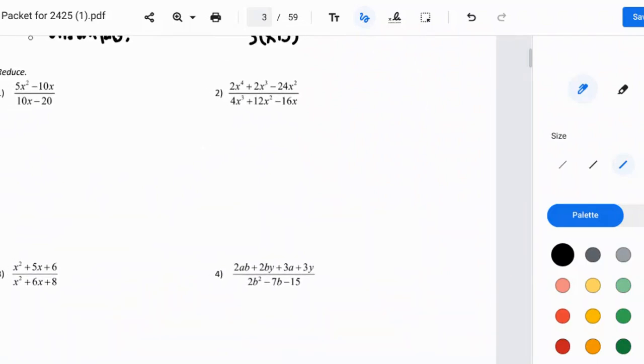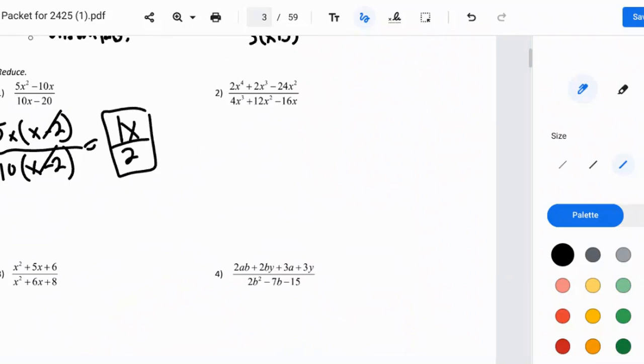So number 1, if we factor the top and bottom as much as possible, that means I'd pull out a GCF of a 5x up top. I'm left with x minus 2. On the bottom, I could pull out a 10. I'm left with an x minus 2. The x minus 2's will cancel. 5 divided by 10 can simplify to 1x over 2. So this would be my answer.